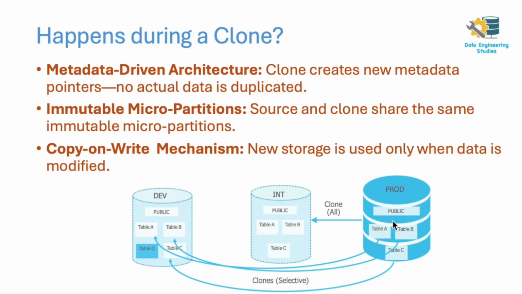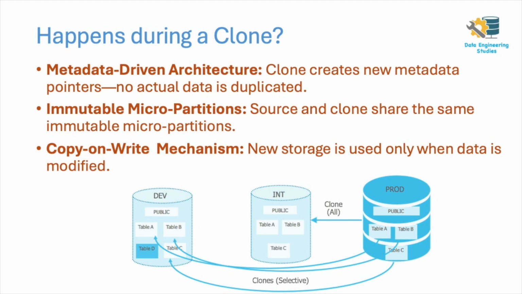From the production database, we have cloned a testing database and a development database. So a new metadata pointer for the development environment and for the testing environment will be created, and the metadata pointers point to the original data which is in production. Suppose after cloning we create a new table, table D, in the development environment. Only for this new table, new micropartitions will be created for the development environment.